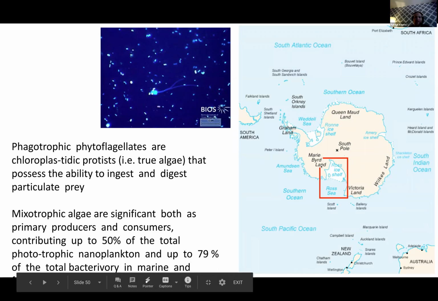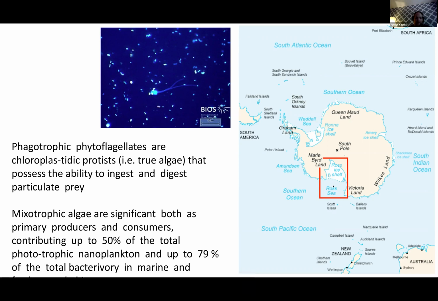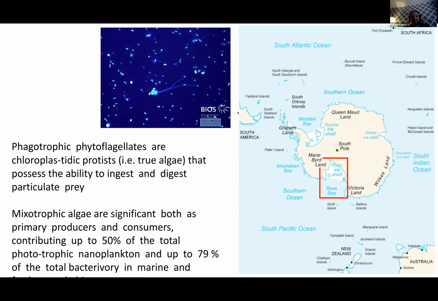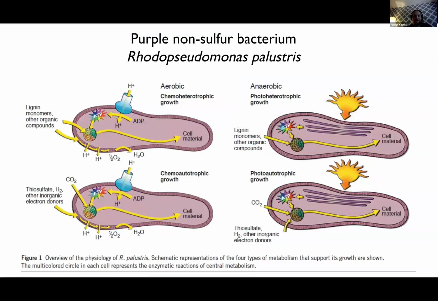So in this area of the Ross Sea, where this paper is from, they actually contribute up to 50% of the total photosynthesis and up to 80% of the bacterivory, or eating of bacteria, in this area. So this is a eukaryote doing it, but just to know that there are bacteria that do the same as well. In addition, there's actually another cool type of bacteria called Rhodopseudomonas, pretty cool bacteria.